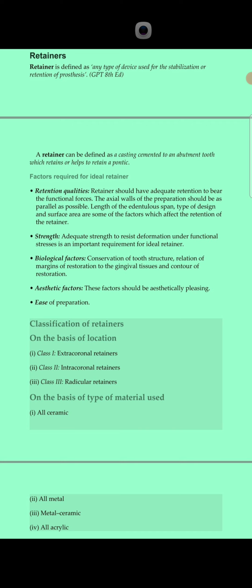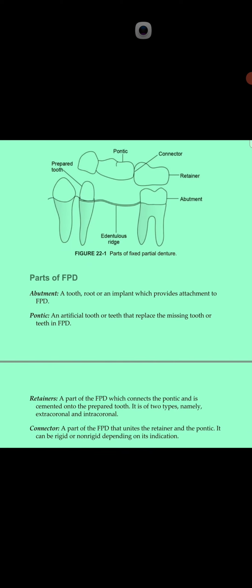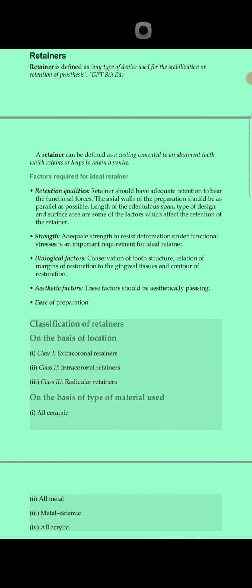Now come to the classification of retainers. We classify retainers on two bases. Number one, on the basis of location, where the retainer is retained. On the basis of location, there are three types: class 1, class 2, class 3. Class 1 is the extracoronal retainer. When we give a crown, this is an extracoronal retainer. Like here, there is a complete crown over the abutment tooth.